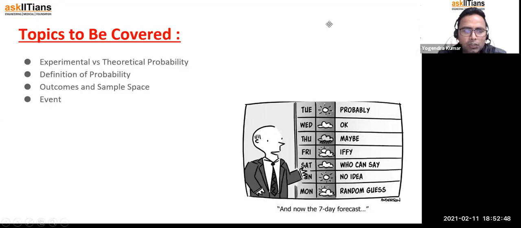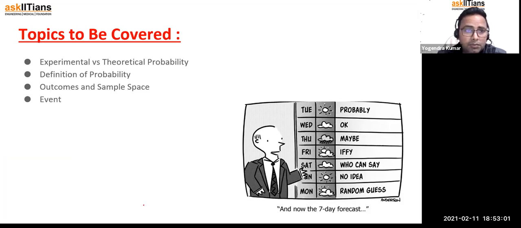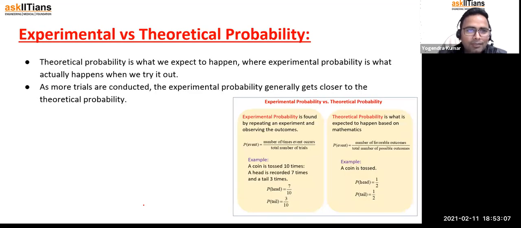So what are the topics we are going to cover today? We are going to see what experimental versus theoretical probability is, and what the difference between the two is. Then we are going to see the definition of probability, outcomes, and sample space, and what an event is. So let's get started.